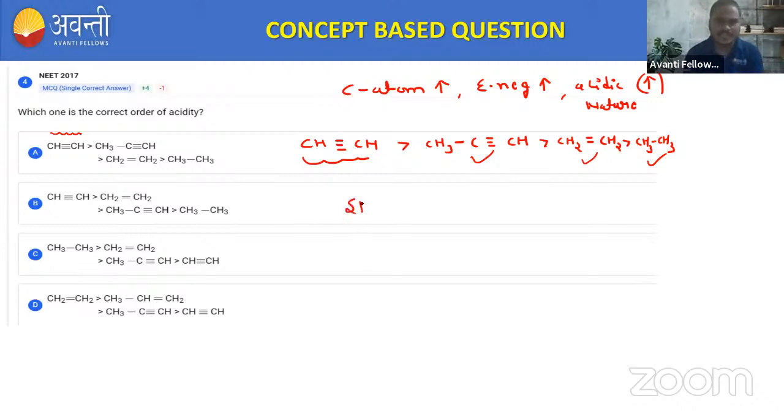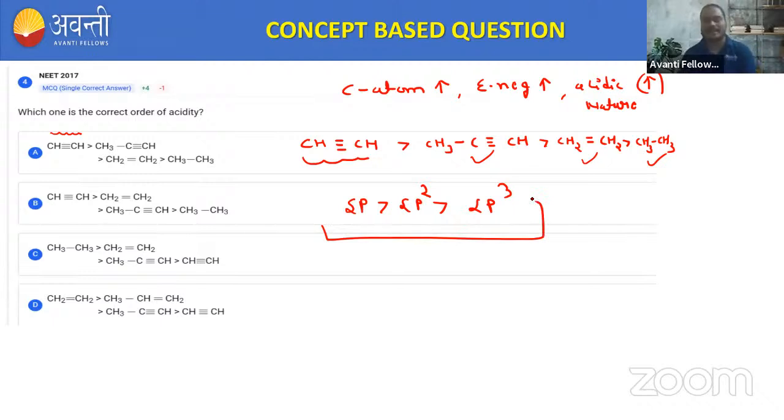Also remember one thing: sp hybridization, sp2 hybridization, and sp3 hybridization. sp hybridization has the maximum acidic character, then comes sp2 and then sp3. So the most acidic is alkyne, then comes alkene, then comes alkane. Alkyne has sp hybridization, alkene has sp2 hybridization, and alkane has sp3 hybridization. So this is the order.